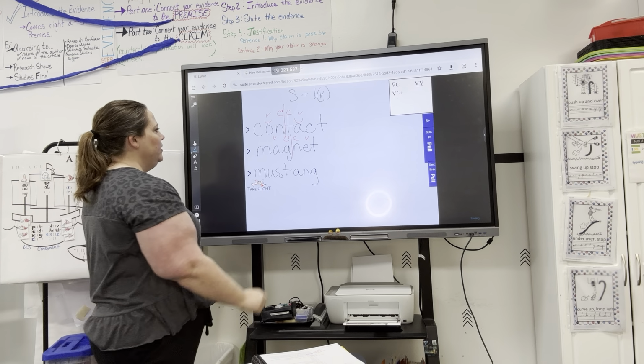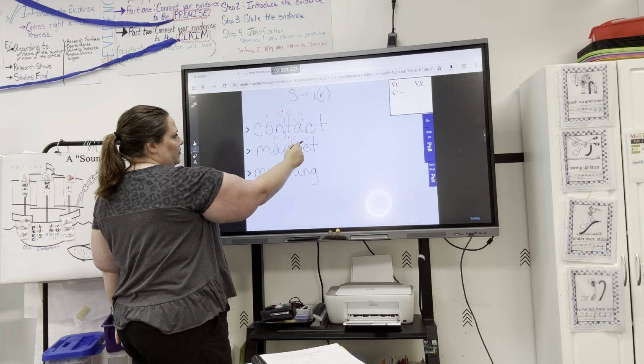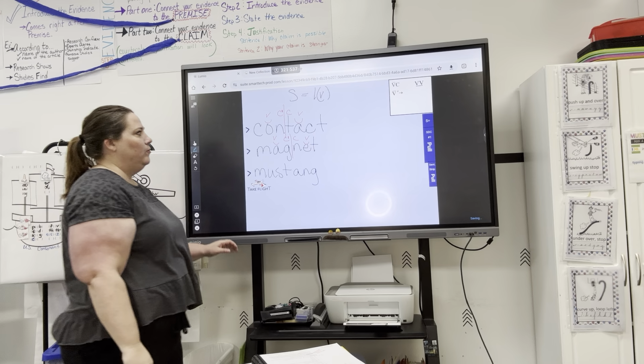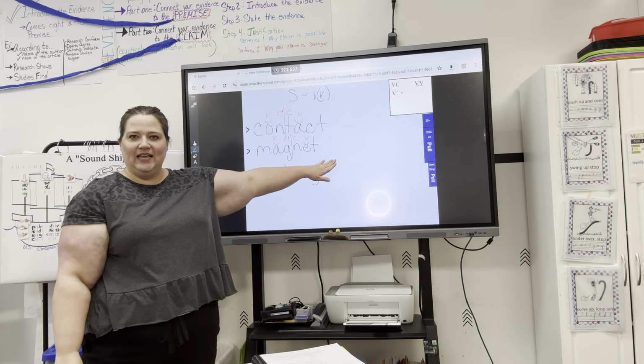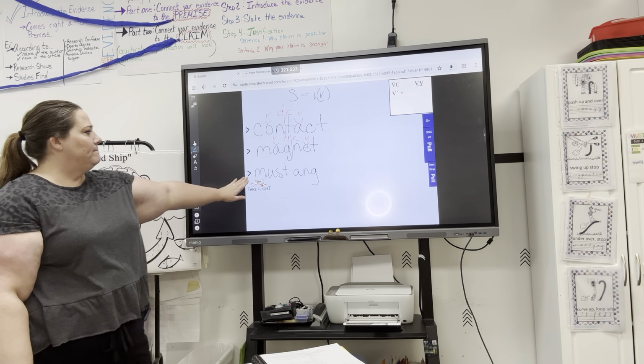Now we're going to code. A vowel in a closed syllable is short, code it with a brief. And the word is magnet. Next word, Mustang.